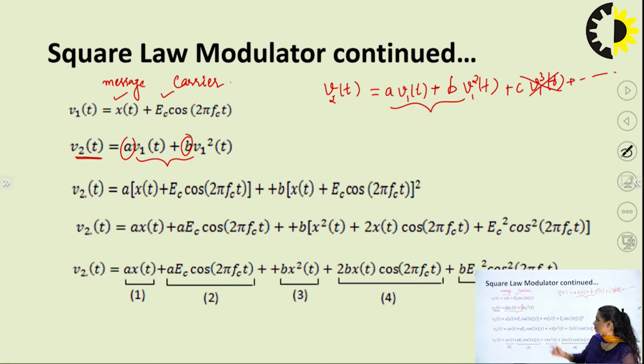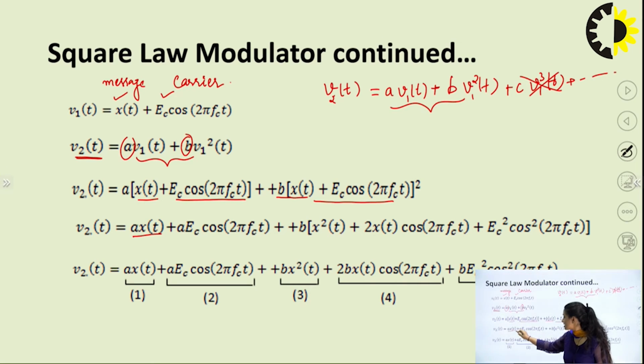So let's see how I can solve this. If I expand this, my V1 is xt plus Ec cos 2 pi fct from the above equation, and here again I have expanded V1 square. So in the next step I'll apply the a plus b whole square formula. So this is as it is noted.